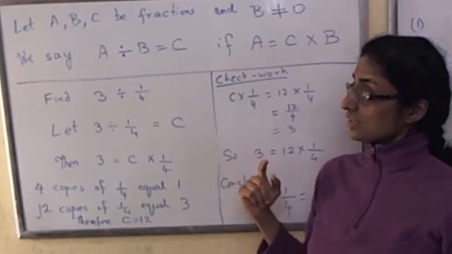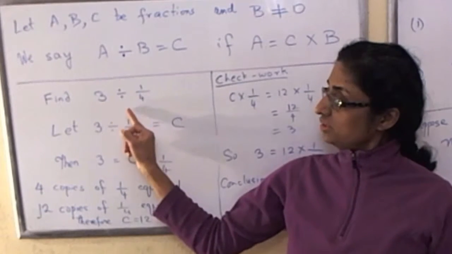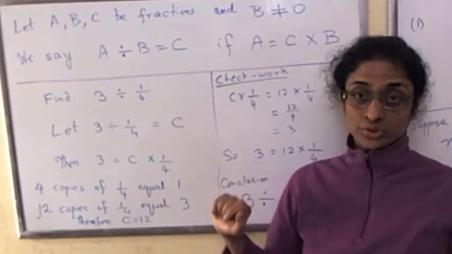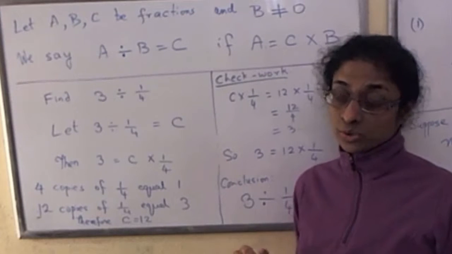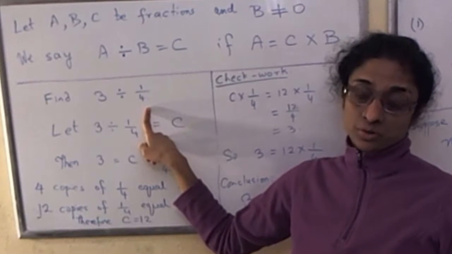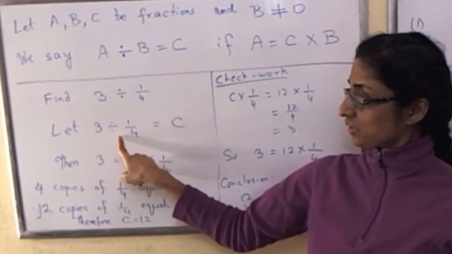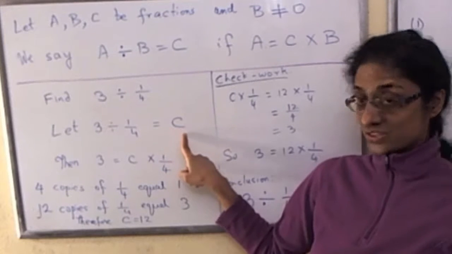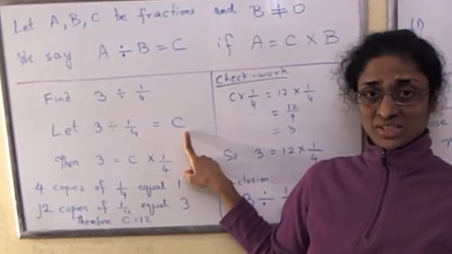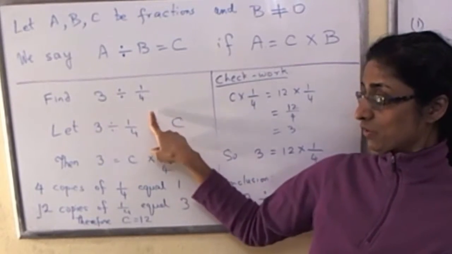So let's focus on whole numbers divided by a unit fraction, such as this one, 3 divided by 1/4. So that's what we want to find out. 3 divided by 1/4 is a number and we want to find out what that number is. So we write this equation, 3 divided by 1/4 is C, and we would now like to find out for ourselves what this C is. If we find that out, then that means we have computed 3 divided by 1/4.